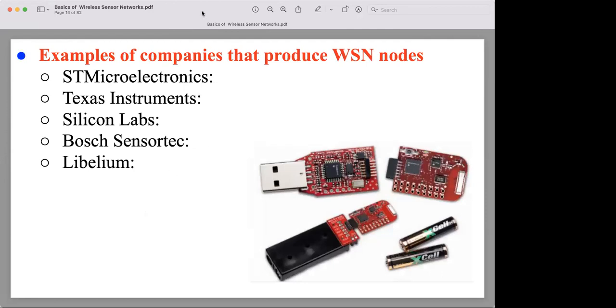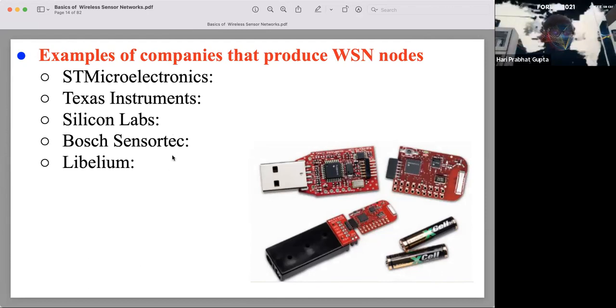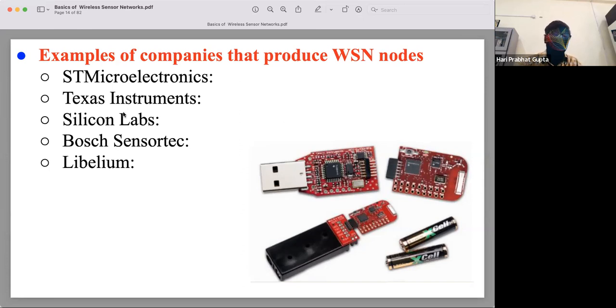These are some major players, industry players. They design or build the wireless sensor nodes, wireless sensor network nodes. STMicroelectronics, Texas Instruments, that means they have numbers of sensor nodes in the low cost and high cost, and everything is there. Even they have numbers of sensor nodes for educational purpose. So that is a very big series of sensor nodes in Texas. Silicon Labs is there, Bosch is there, and Libelium is also there.